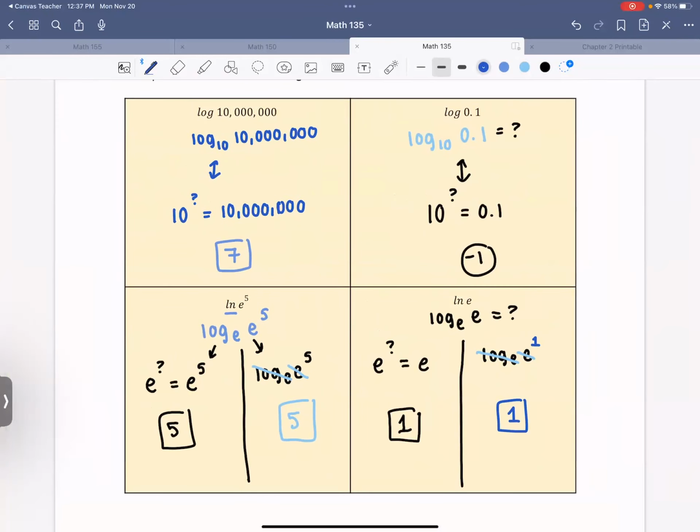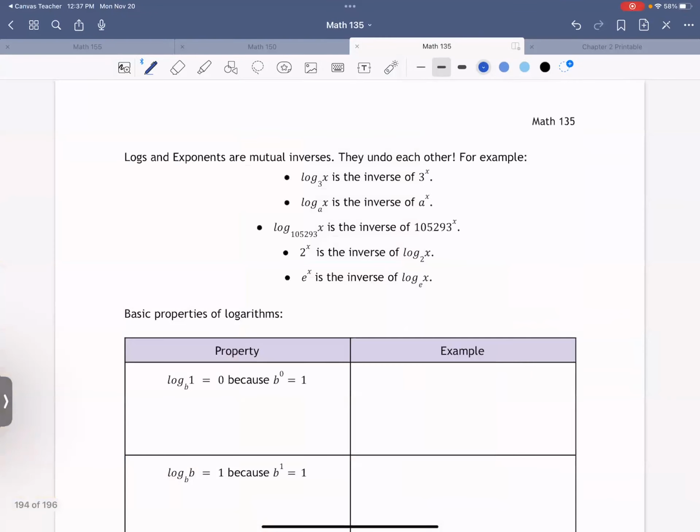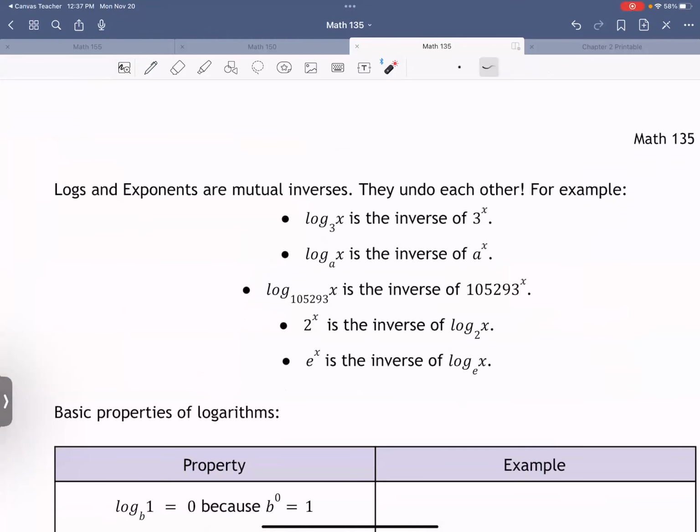All right. I kind of want to go through some properties of logs. And to do that, the first thing I'm going to do is talk about how, well, logs and exponentials are like the inverses of each other, which we have talked about, okay? Now, logs and exponentials are inverses, but there is a catch. The bases have to be the same, okay?